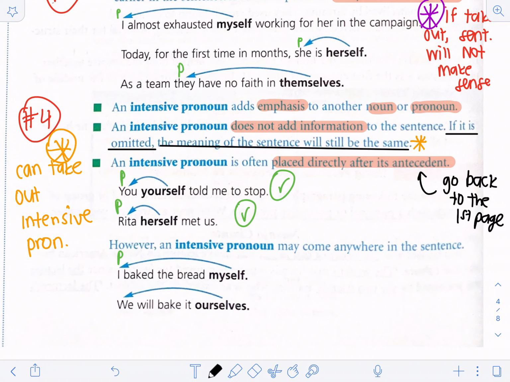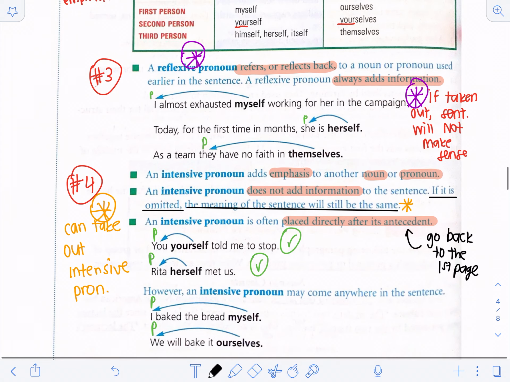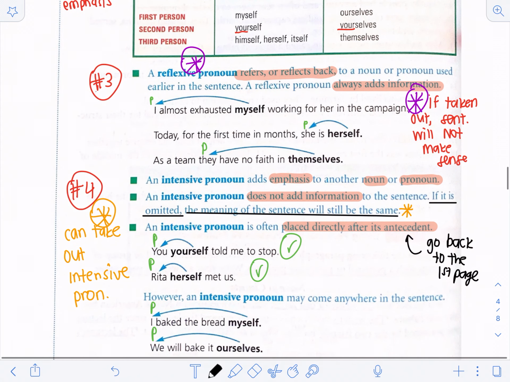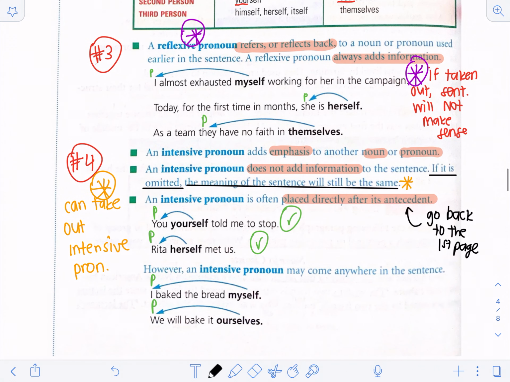Second example, "We will bake it ourselves." We is a pronoun. Ourselves is a pronoun. If I were to cross it out, we will bake it. It would make sense, and I would know that it was an intensive pronoun. Please feel free to ask follow-up questions on this part. Reflexive and intensive pronouns are probably the most difficult for students, but once you do a couple samples, it seems to go pretty well for everyone.